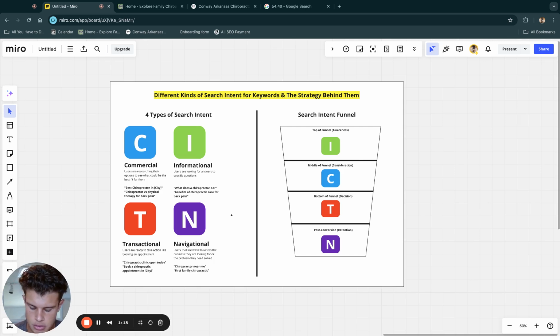Now, transactional search intent is basically where users are ready to make a specific action, whether that's book an appointment, fill out a form, things like that. They know what they want and they're ready to find a business that can provide that for them. So terms that you'll find that are typically used in a strategy are chiropractic clinic open today, book a chiropractic appointment in city, chiropractor in city, things like that. Those are typically the transactional search intents that you'll find.